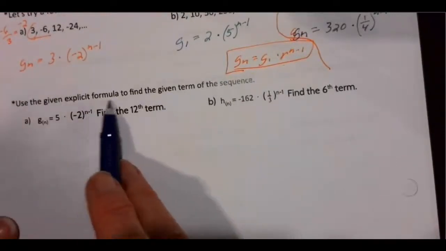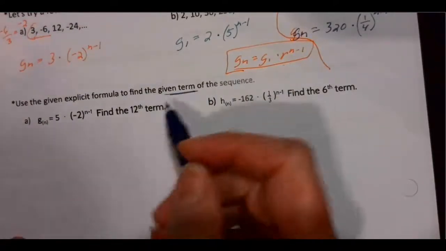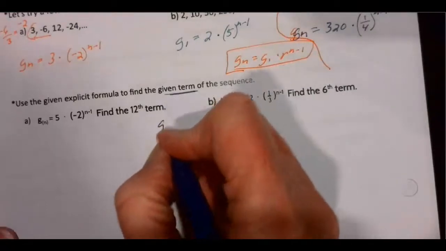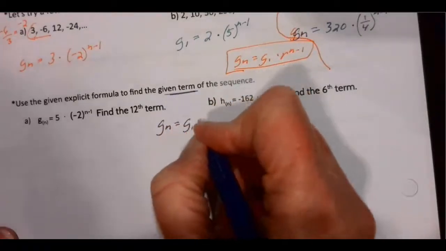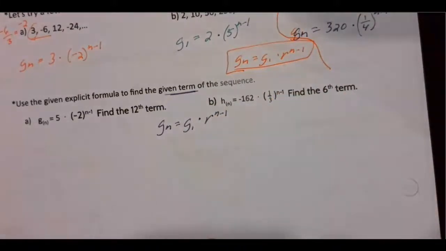Okay, now we're going to use the explicit formula to find the given term. We're going to find a specific term, which is what the explicit formula is so good at. I'm going to write the explicit formula down, so we have it to refer to on both of them right there.